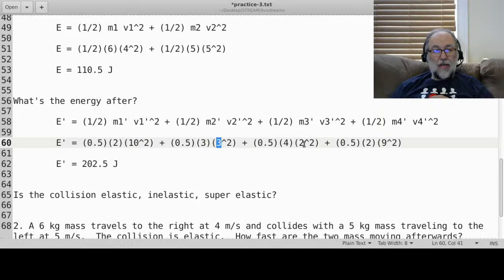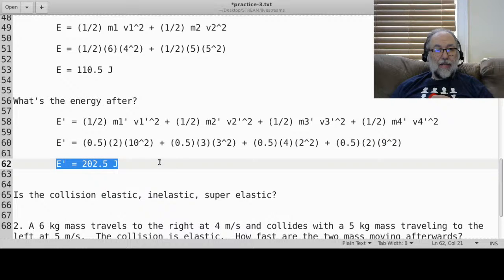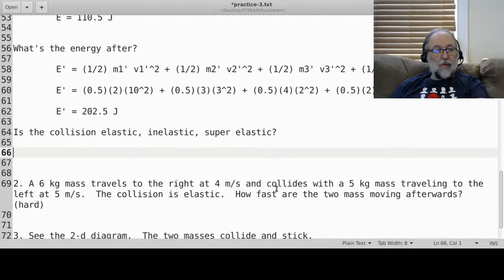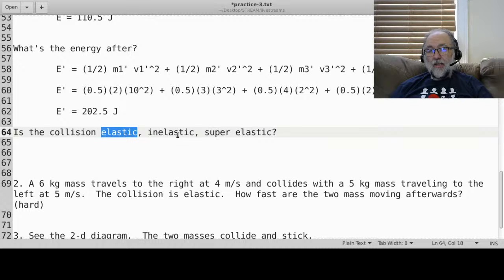3 kilogram at 3 meters per second, 4 kilogram at 2. That last 2 kilogram piece at 9, we worked that out already, and that turns out to be 202.5 joules, okay? So that's the answer to that one. What is the energy after the collision? All right. And then finally, is this collision elastic, inelastic, or superelastic?